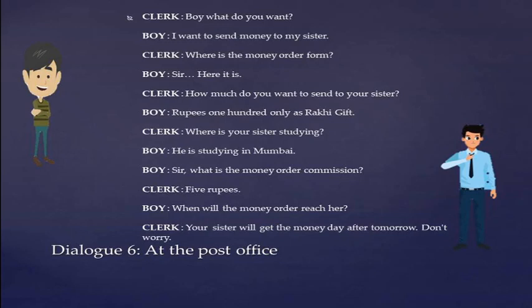Clerk says, boy, what do you want? Boy says, I want to send money to my sister. The clerk says, where is the money order form? The boy says, yes, sir, it is here. How much do you want to send to your sister? Rupees 100 only as Rakhi gift. Where is your sister studying? She is studying in Mumbai, he says. The boy says, sir, what is the money order commission? 5 rupees, the clerk answers. When will the money order reach her? The boy says, your sister will get the money order day after tomorrow. Don't worry, says the postal clerk.